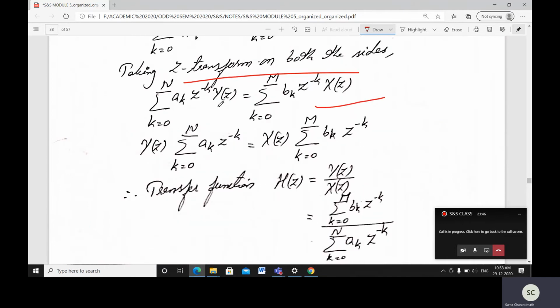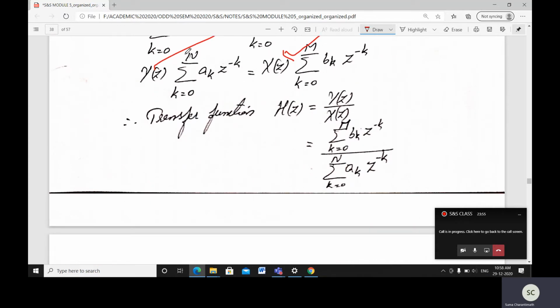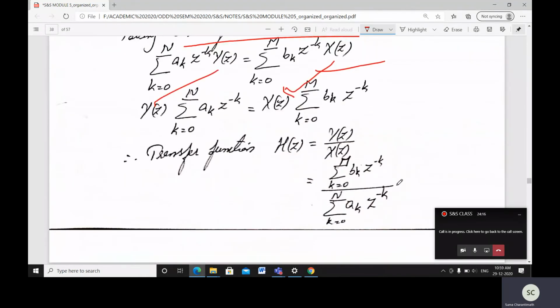Then taking Y of z and X of z outside, the transfer function is Y of z divided by X of z. From this equation I can write it as summation k varying from 0 to M b_k z raised to minus k divided by summation k varying from 0 to capital N a_k z raised to minus k. This is your transfer function.